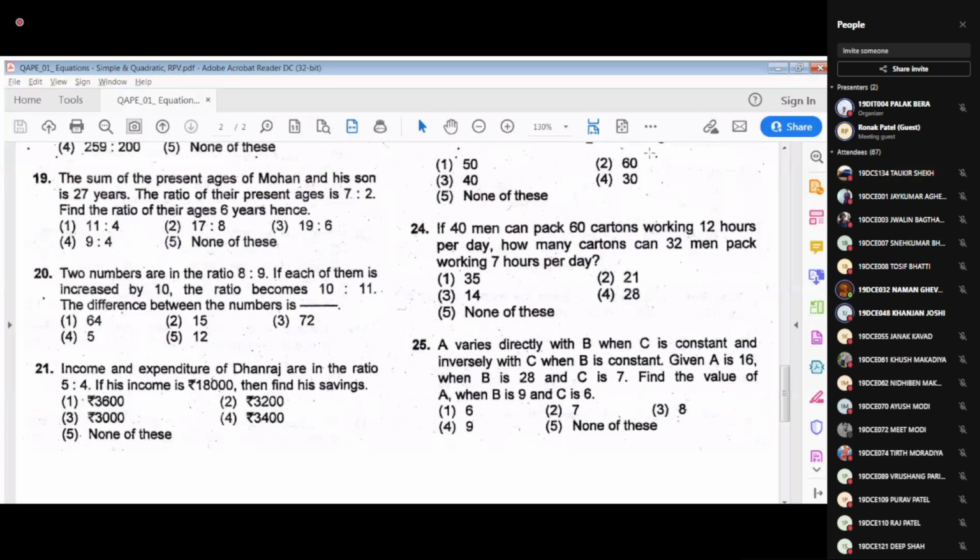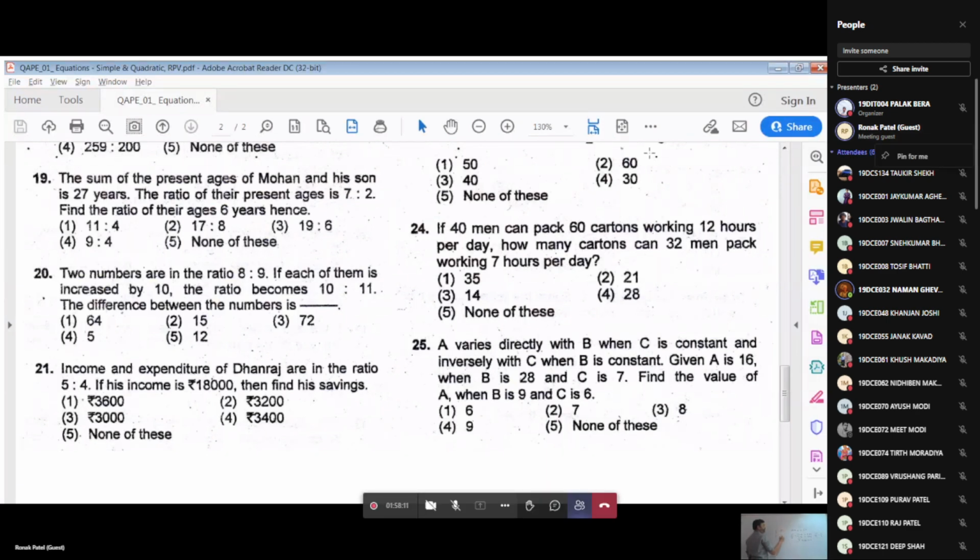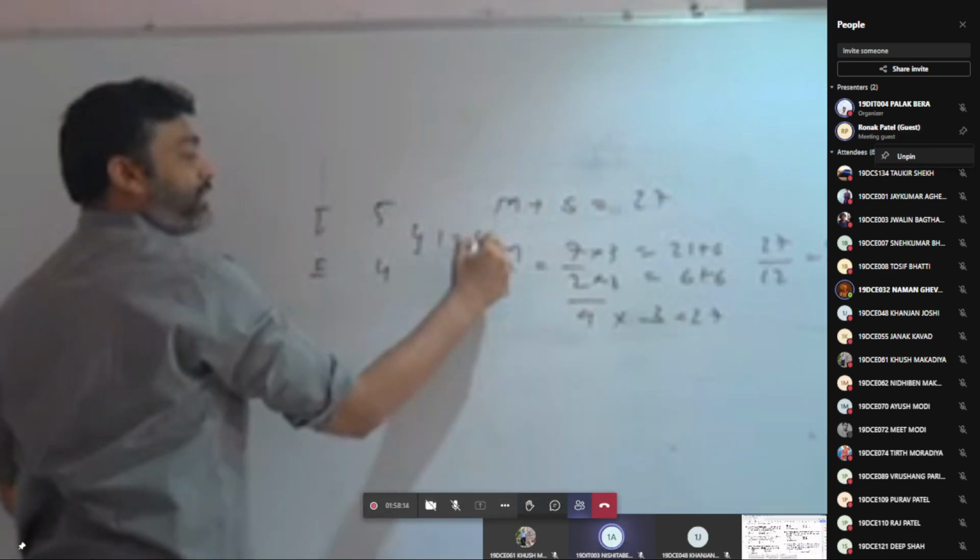And 21st? We can divide 18,000 by 9 and find the expenditure. No, you should not do that. Income and expenditure: if his income is 18,000, you should divide 18,000 by 5, and that is the answer, because saving is 1. How 1? Look, income is 5, expenditure is 4, the difference 1 is your saving.